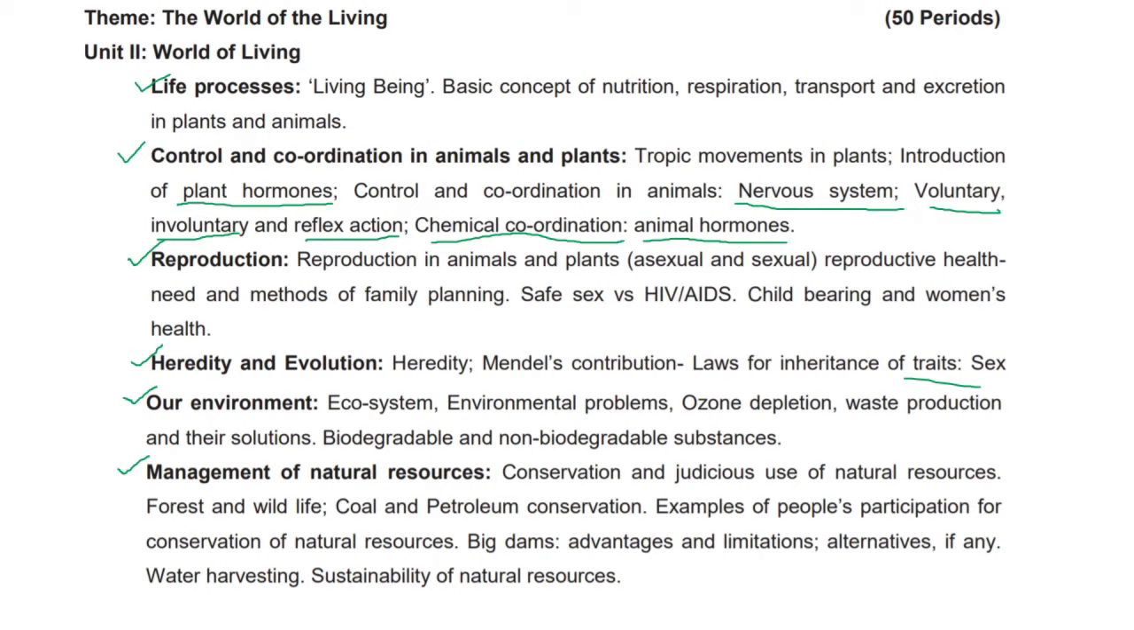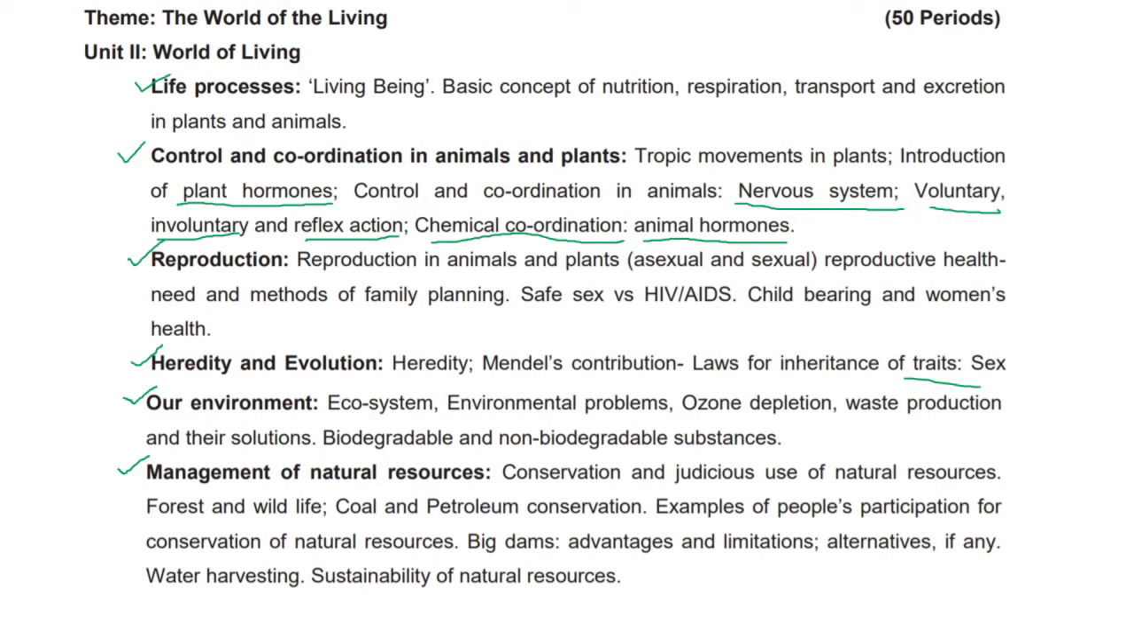In the our environment chapter, we will talk about ecosystem, certain environmental problems, what is ozone, why we need to maintain the ozone layer, how they are protecting us, what is ozone depletion, what are the causes for it, how can we prevent it, also a concept on waste production and their solutions, and an understanding of the biodegradable and non-biodegradable substances.